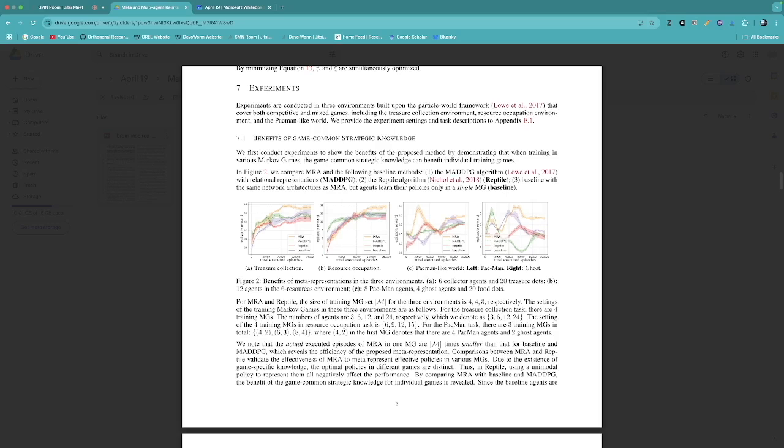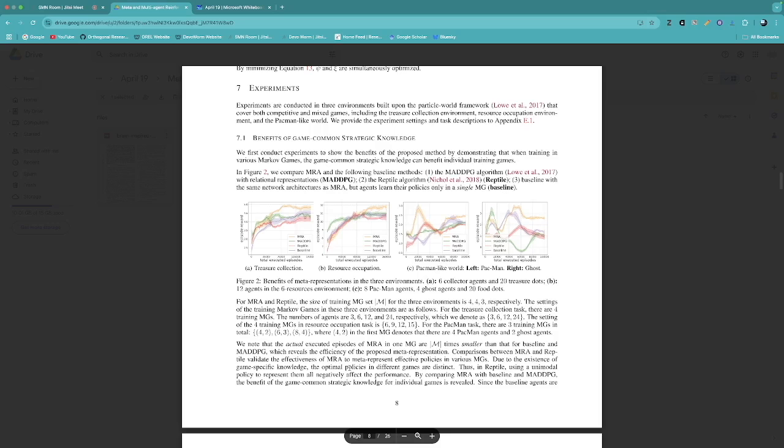Comparisons between MRA and Reptile validate the effectiveness of MRA to meta represent effective policies in various Markov games. Due to the existence of game-specific knowledge, optimal policies in different games are distinct. Thus, in Reptile, using a unimodal policy to represent them all negatively affects their performance. So in some cases we want to use certain types of policies in some games, and in some methods we don't.